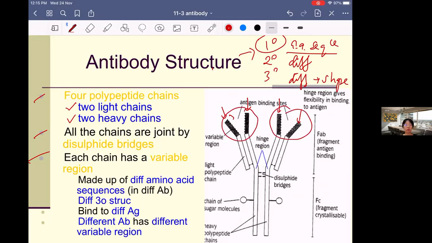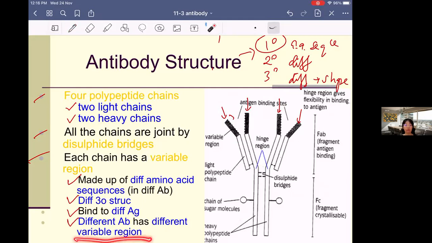So because of different shape, different antigen can bind to it. So each antibody is specific because of the specific variable region. Okay, so it is made up of different amino acid sequence, therefore giving rise to different tertiary structure, so it can bind to different antigen. So different antibody is different because it's got different variable region.